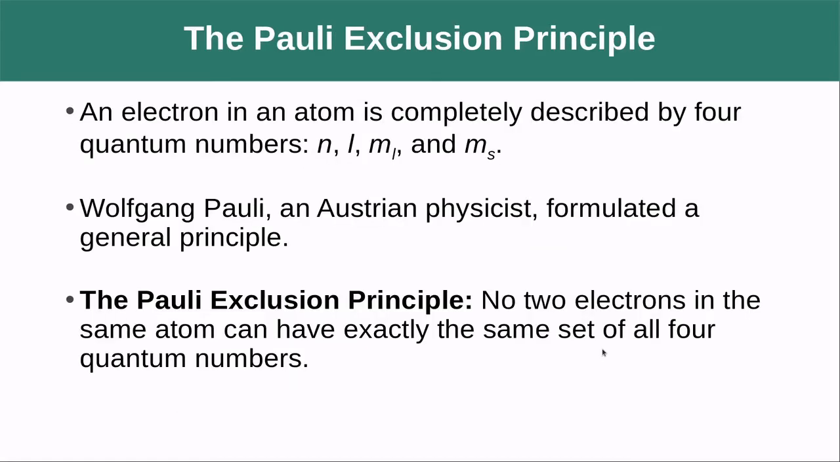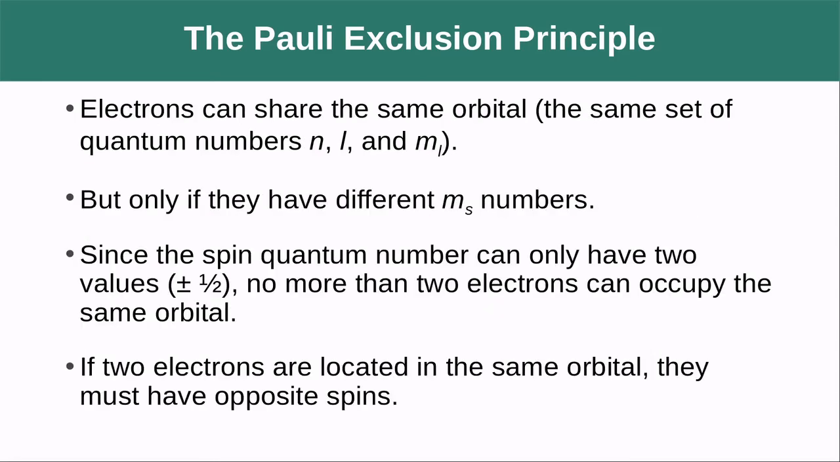Okay, so the Pauli exclusion principle. An electron in an atom is completely described by the 4 quantum numbers, n, l, ml, and ms. Wolfgang Pauli, an Austrian physicist, formulated a general principle called the Pauli exclusion principle, which says that no 2 electrons in the same atom can have exactly the same set of all 4 quantum numbers. So by giving all 4 quantum numbers, we can describe exactly which electron we're talking about.